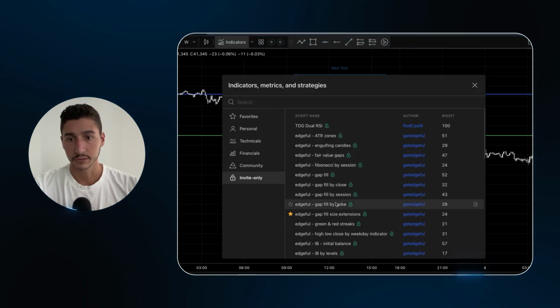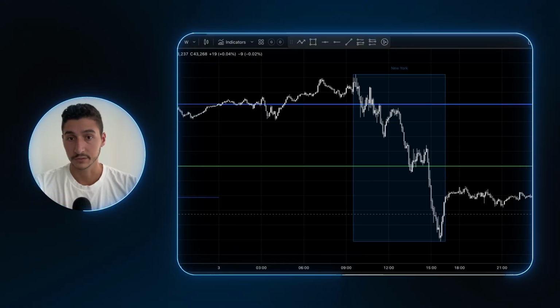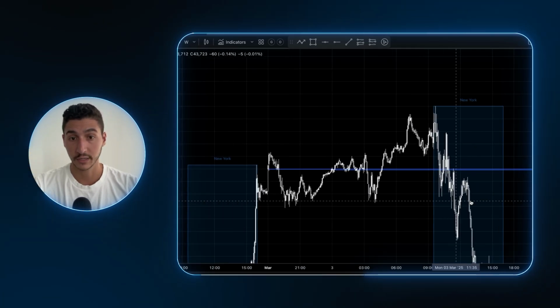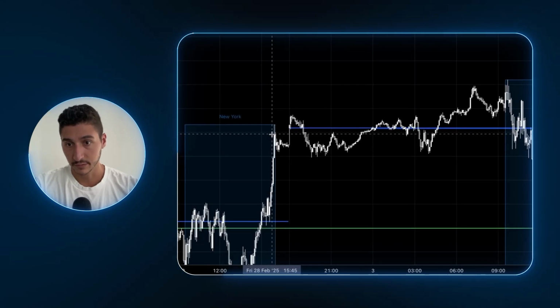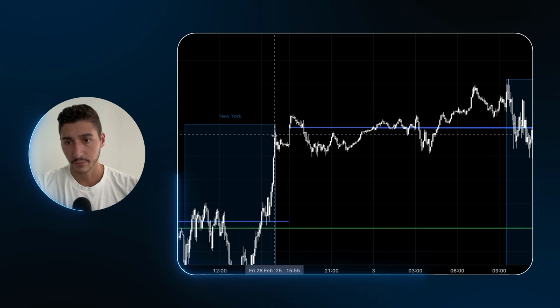Let's see if this is a decent example here. Oh, it actually falls in line perfectly with right here. So this is another great example right over here. Let's look at the gap fill. Let me plot the previous session's close.